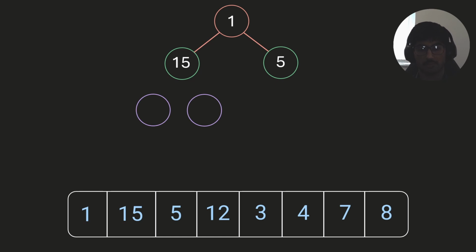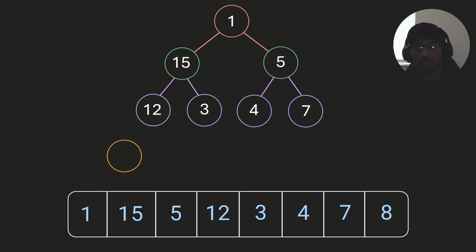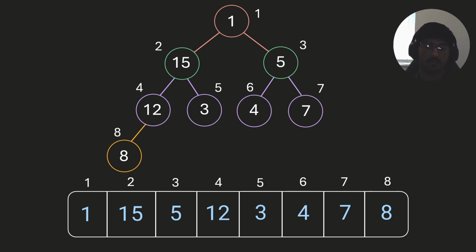Then of course, as we build on the tree, 12 and 3 are the child nodes of 15. 4 and 7 are the child nodes of 5, and then 8 is the child node of 12, the left child node. Now I'm going to add some indexes here in the array to make it easier to visualize, and then I'll add the corresponding indexes to nodes in the binary tree.